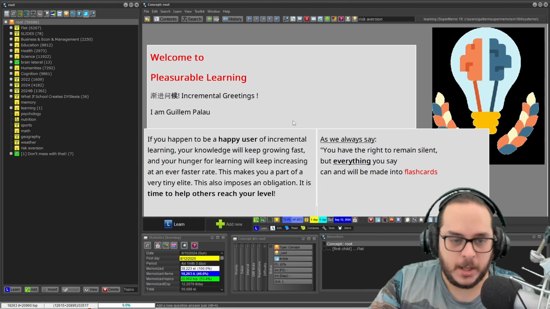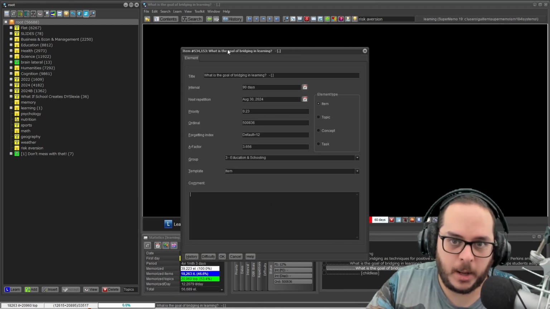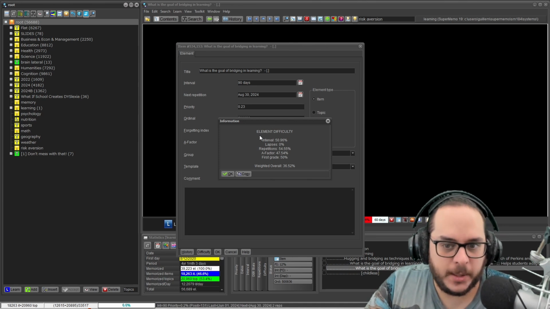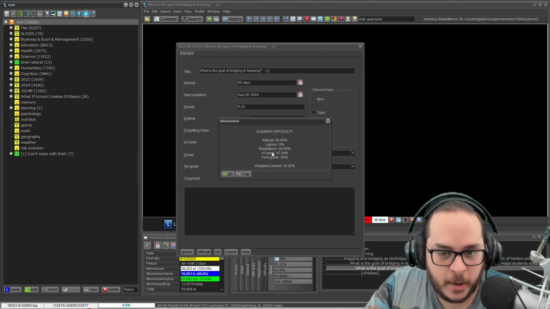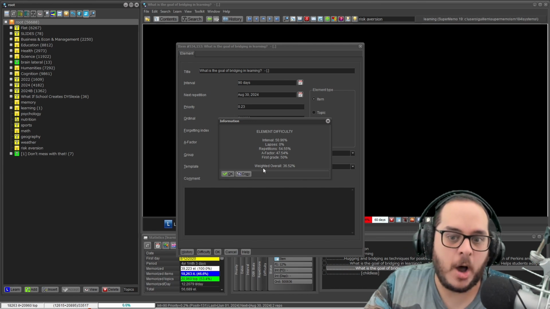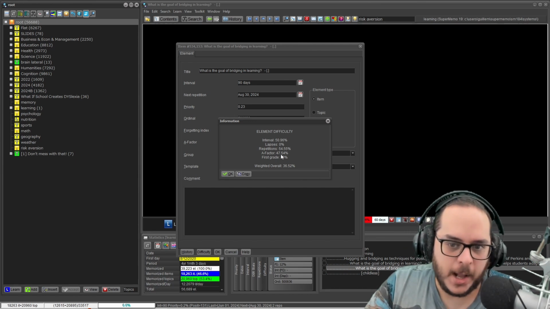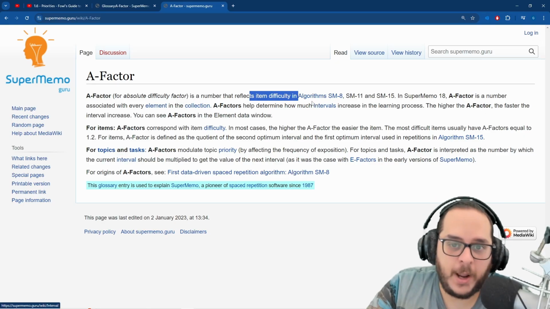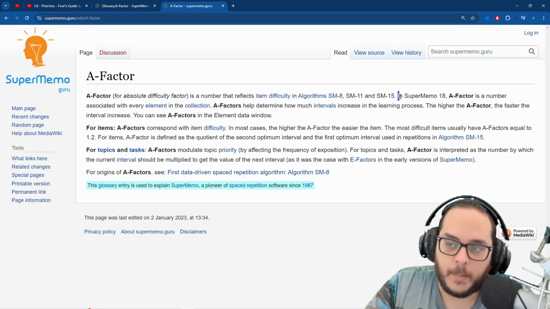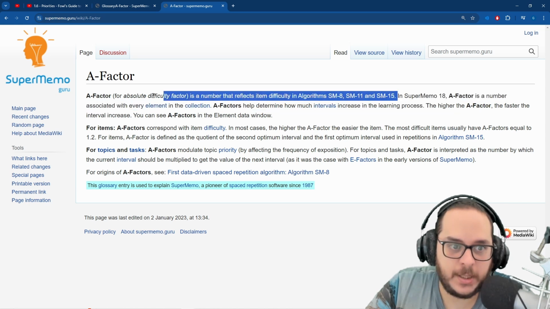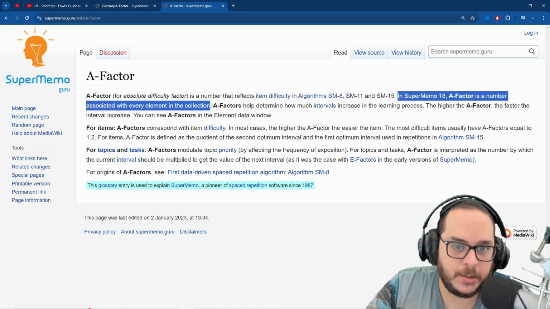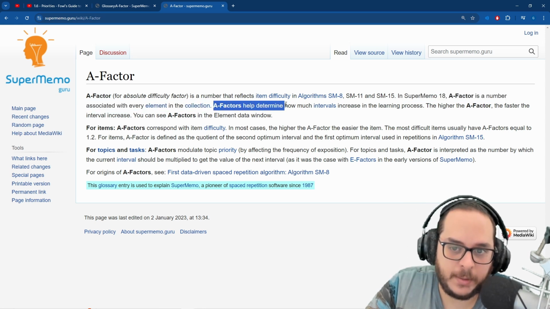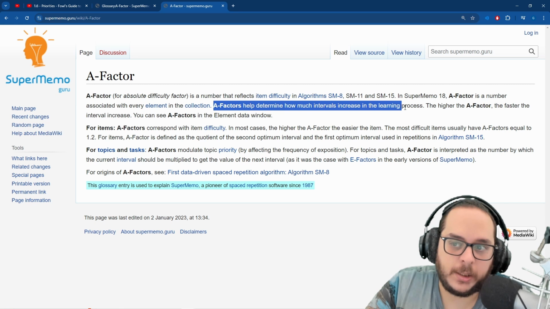We already covered that for items, if we go to the element parameters window, we have the difficulty, right? And it is only for items. But hey, the A factor is one of the parameters used to calculate the overall difficulty. I'm not following. Then what is an A factor? So before, it was the same as difficulty. Not anymore. In modern versions of Supermemo, the A factor is the number associated with every element in the collection. Yes, it's an element parameter. We know that already. A factor helps determine how much intervals increase in the learning process.